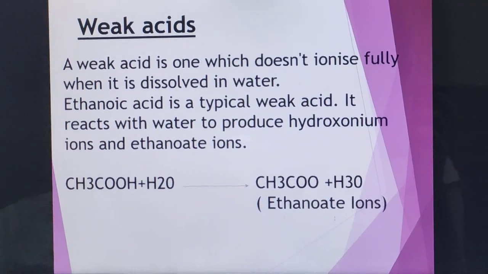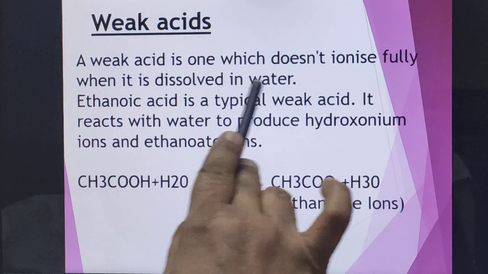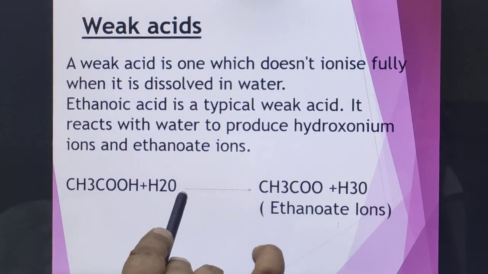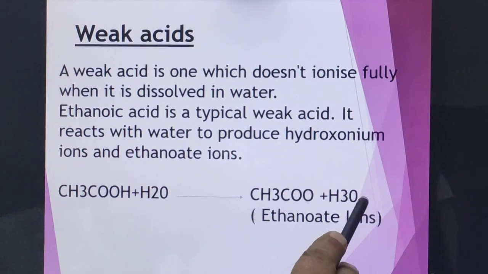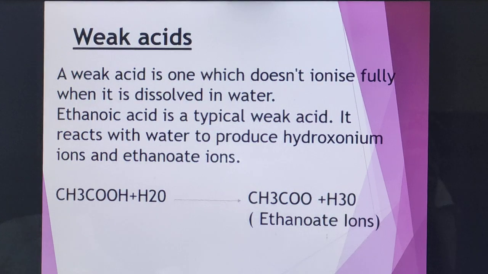Now, what is a weak acid? A weak acid is one which does not break fully when it is dissolved in water. I have taken the example of ethanoic acid. It reacts with water to produce hydronium ion and an ethanoate ion.